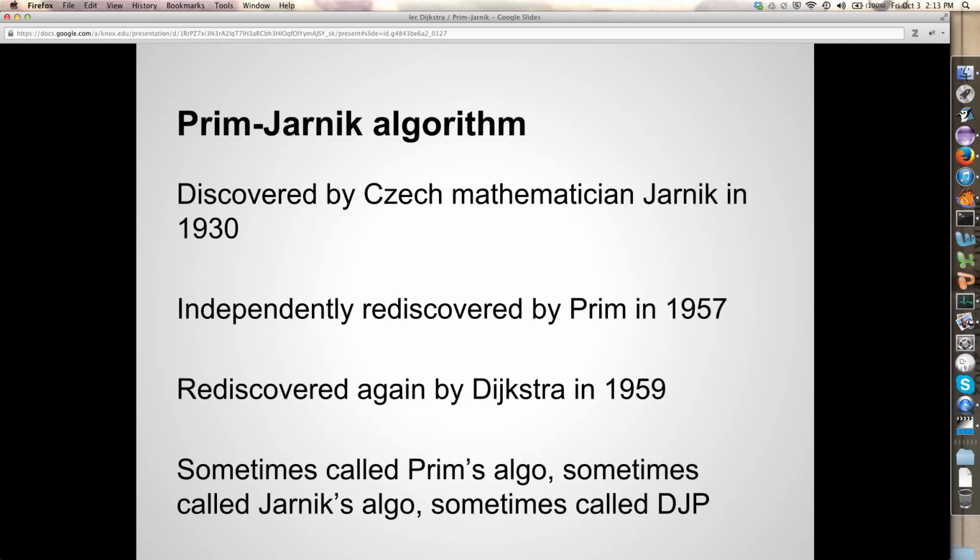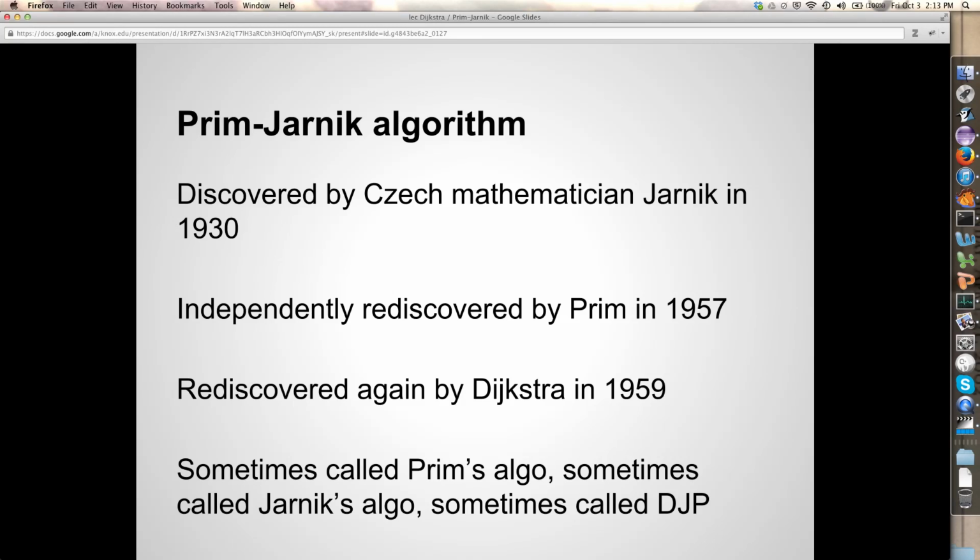And so because of this legacy, you'll sometimes hear this called Prim's algorithm because he was the first sort of popularizer of this algorithm. Sometimes it'll be called Jarnik's algorithm since he was actually the original discoverer. You'll also hear Prim-Jarnik. Sometimes you'll actually hear DJP for Dijkstra-Jarnik-Prim.